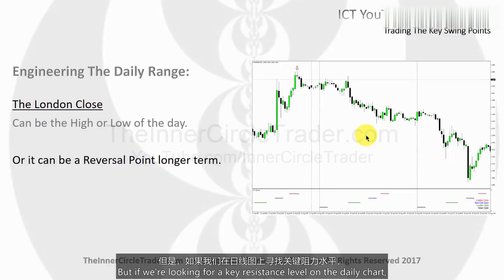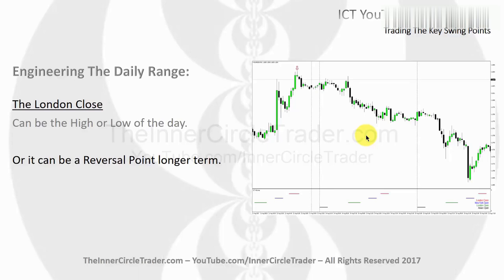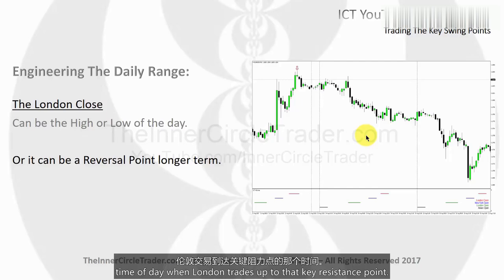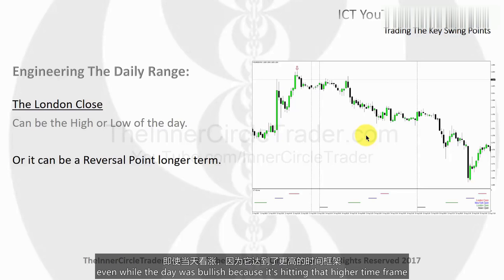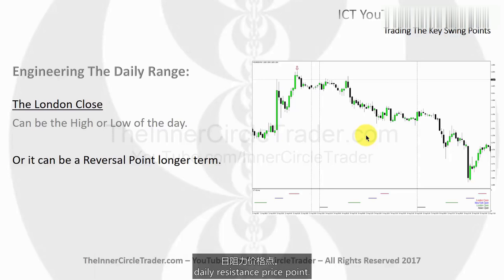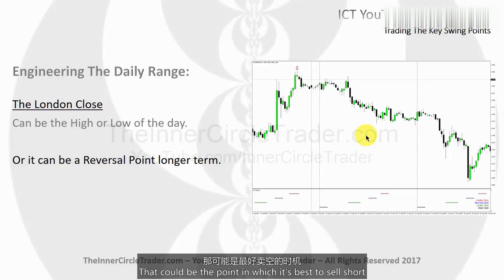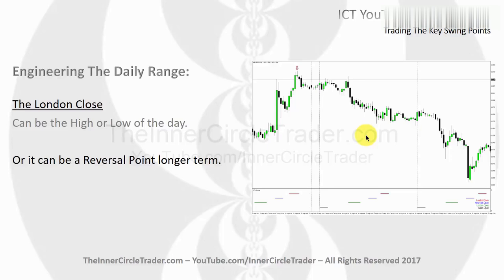But if we're looking for a key resistance level in the daily chart, that could be the time of day when London trades up to that key resistance point. And at the time of the day where it trades there, you could be a seller at London close, even while the day was bullish, because it's hitting that higher time frame daily resistance price point. That could be the point in which it's best to sell short. And that would be a scenario.